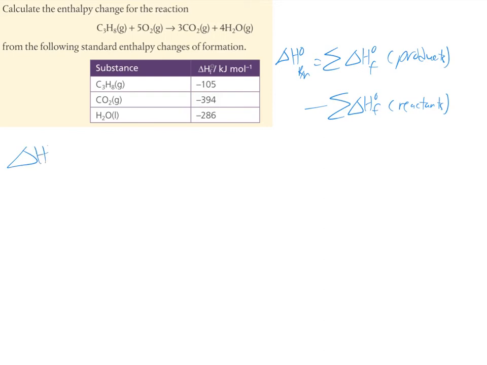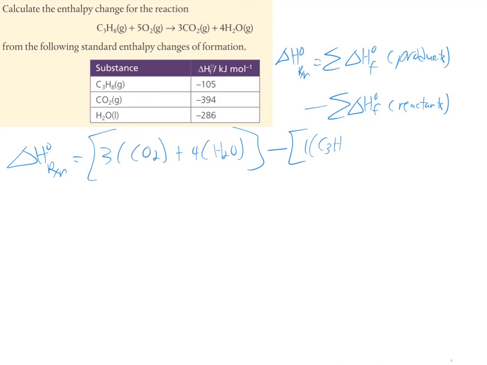So delta H of reaction is going to be 3 times CO2 plus 4 times H2O, minus 1 times C3H8 propane plus 5 times O2. Products minus reactants. These values are going to come from this table, but wait, there are 4 compounds and only 3 in the table. What's happening? Let's figure it out. I think we'll be okay.